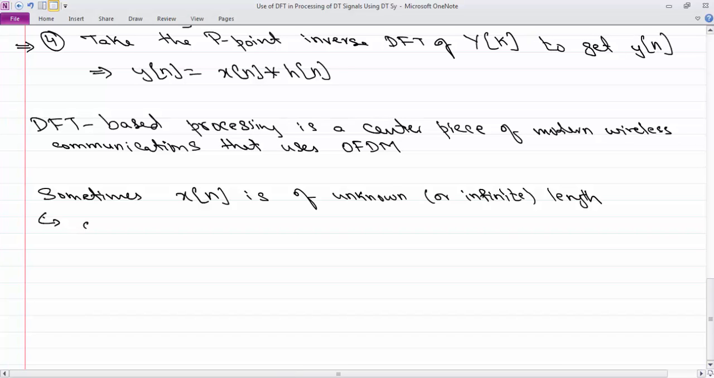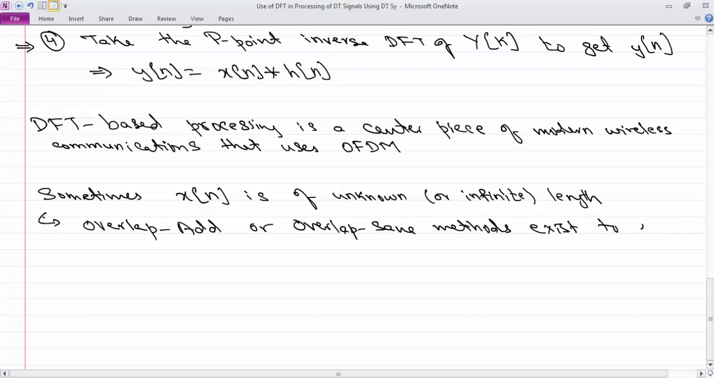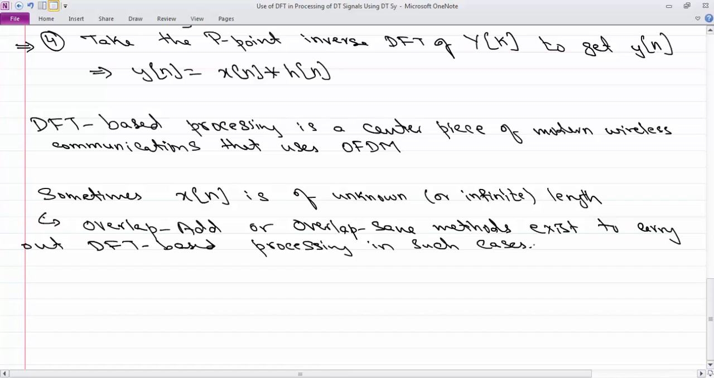And there are methods available to do that. They are called overlap add or overlap save methods. They exist to carry out DFT based processing in that case. I just want you to be aware of these things. We won't go into the details of either one of those two methods.